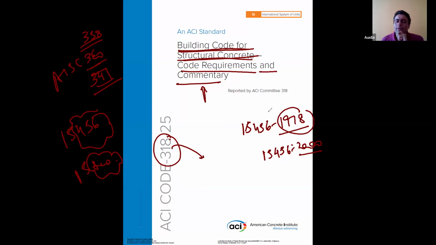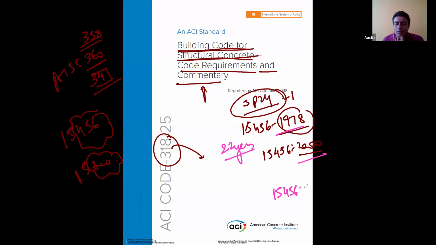So the last time a commentary was published was for IS 456 1978, and I think that was published in 1980. It is the SP24, I guess, if I remember it correctly in the Indian context, which is a code commentary to IS 456 1978. So 22 years between the 78 and 2000, and the current draft that is out.